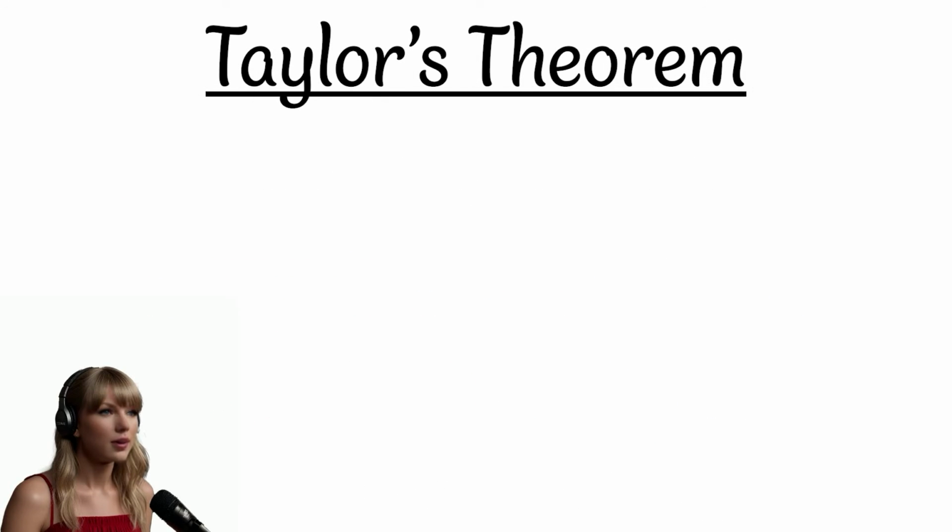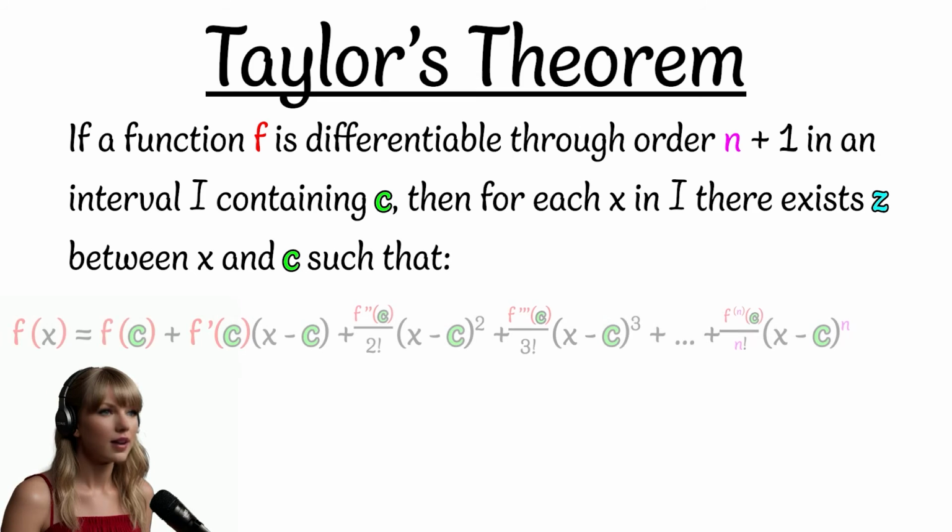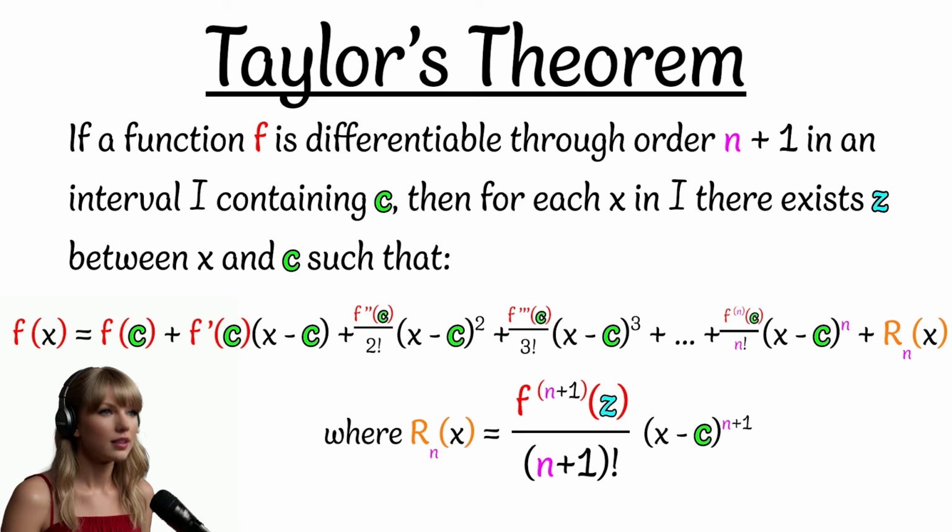The Taylor theorem is basically a recipe for estimating the remainder of a Taylor polynomial. If a function f is differentiable through order n plus 1 in an interval I containing c, then for each x in the interval I, there exists a z between x and c such that f of x equals the Taylor polynomial plus the Lagrange remainder. This is such a powerful theorem.